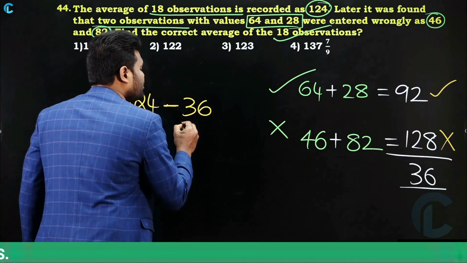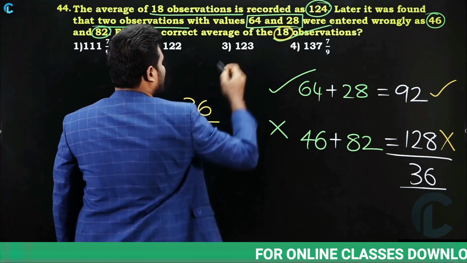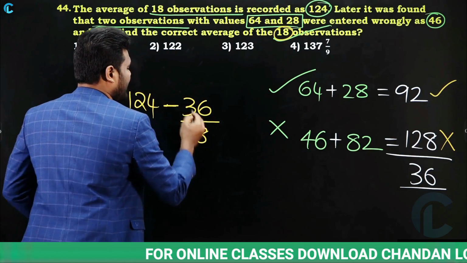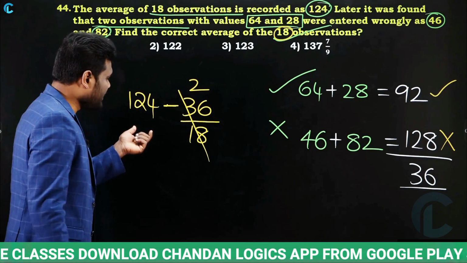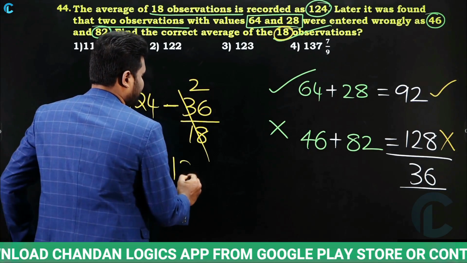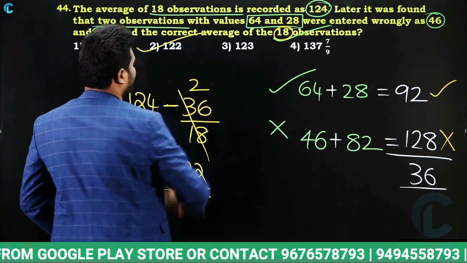But don't forget, you need to distribute and you need to subtract. When you're distributing, total how many observations? Total 18 observations. So divide by 18. So 36 divided by 18 is going to be 2. So 124 minus 2, correct average. What is your correct average? Correct average is nothing but 122.